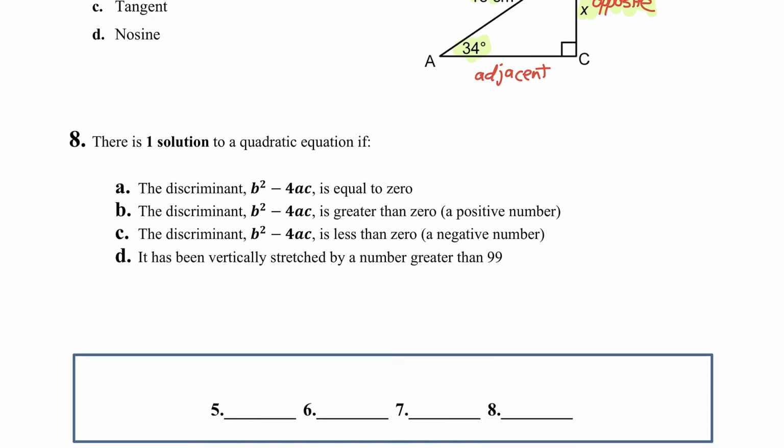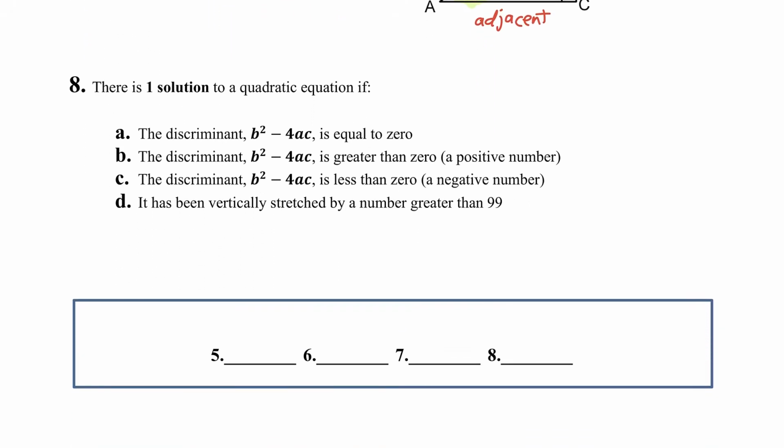Number 8 says there is one solution to a quadratic equation if... And then it gives us a bunch of options that talk about b squared minus 4ac. Remember, that's the discriminant of the quadratic formula. If b squared minus 4ac, which is underneath the square root, is equal to 0, you would be adding and subtracting 0, which is the same answer, meaning you would only get one solution. So the answer to this is A.